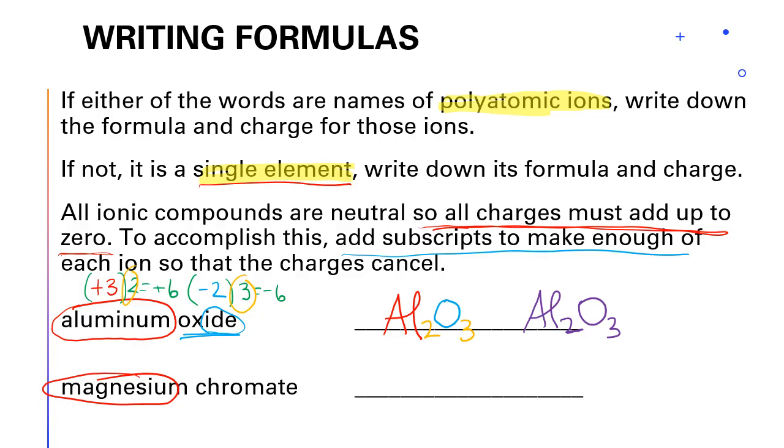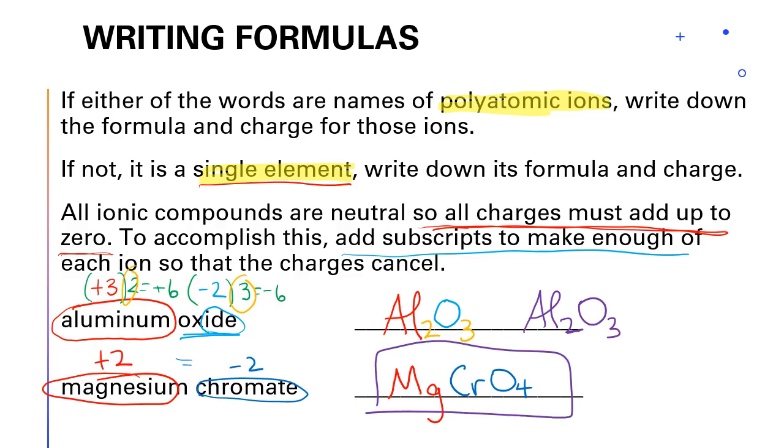So if we try it again, I see magnesium. Magnesium is just a single element. That is Mg, and its charge is +2. Then I have chromate. Chromate is a polyatomic ion. It is CrO4, and its charge is -2. And these charges are already equal, like they're already equal and opposite. They already cancel out, which means MgCrO4 is it. I don't have to add anything else to it.